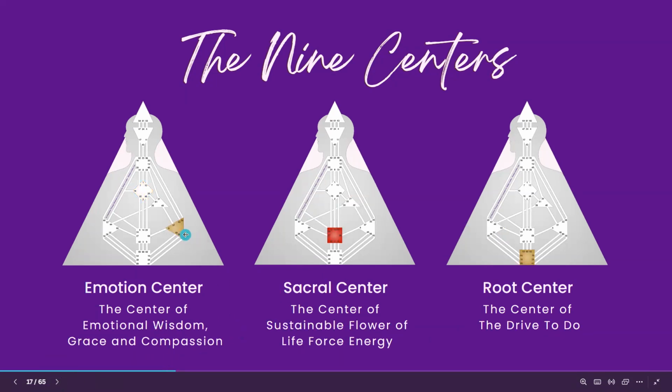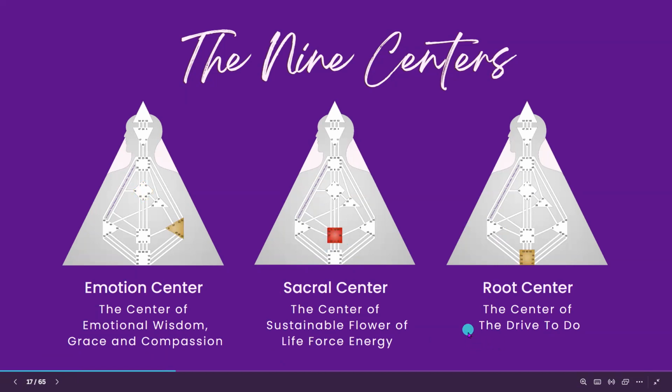Then off here on the far right is the emotion center, and that's the brown triangle that's pointing in toward the middle of the body graph. And this is the center of emotional wisdom, grace, and compassion. Then there's the sacral center. Here's the red triangle, and it's the center of sustainable flow, not flower. I put a typo in there. That's funny. Sustainable flow of life force energy. I was working so hard on these slides, let me tell you.